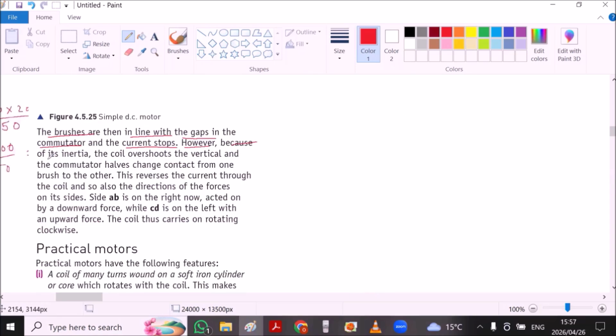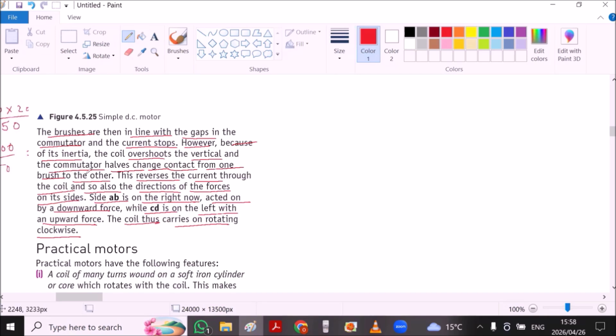However, because of its inertia, which means the coil is already in motion, the coil overshoots the vertical and the commutator halves change contact from one brush to another. This reverses the current through the coil and also the directions of the forces on its sides. Side AB is on the right now, acted on by a downward force, while CD is on the left, being acted on by an upward force. The coil therefore carries on rotating clockwise.